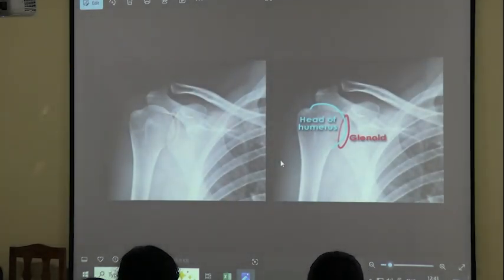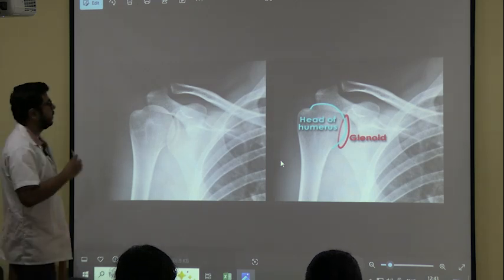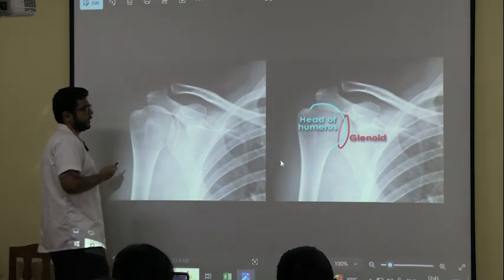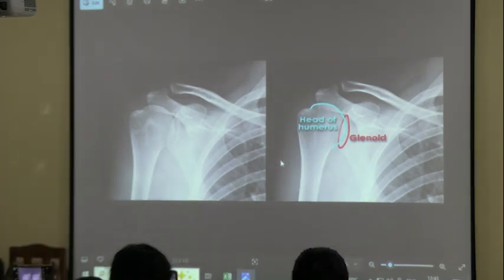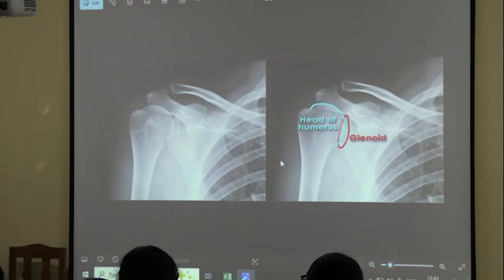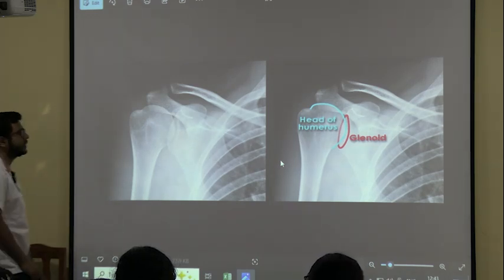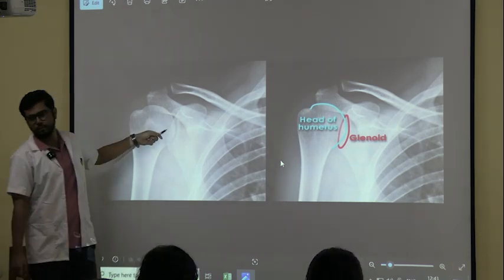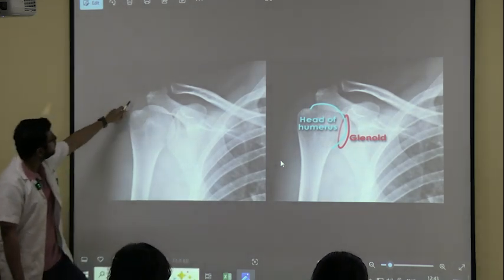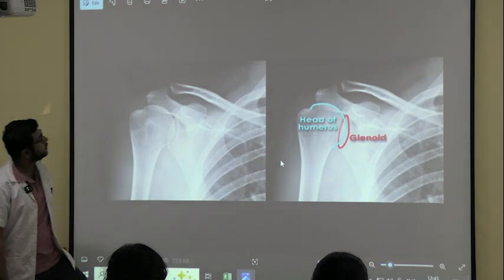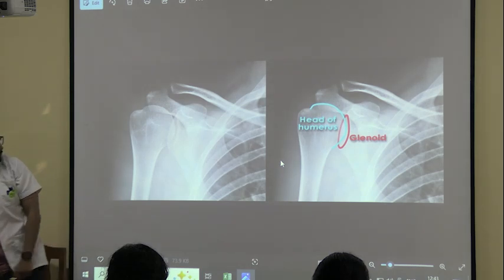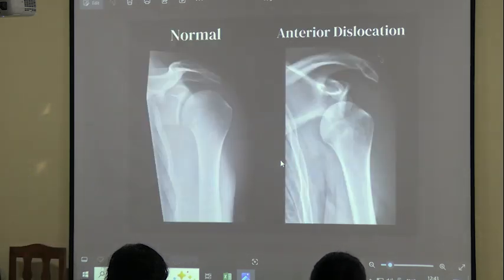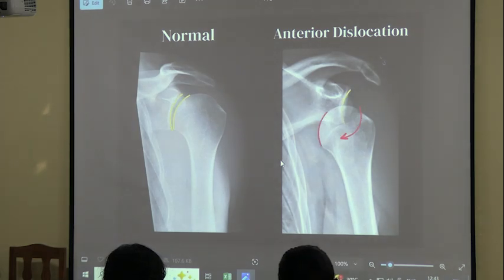This is a normal X-ray. Keep a look at it. If someone comes to you, at least you should be able to say whether it is normal or not. There may be a case where one of your relatives had an accident. So if they come to you with this, what is this part? This is the normal. And then look at this. So, scapula. I need the scapula.